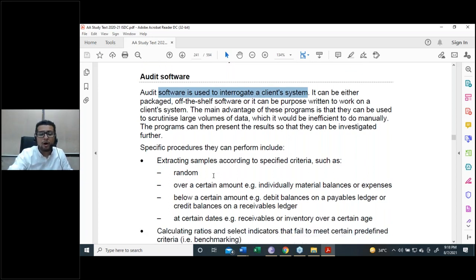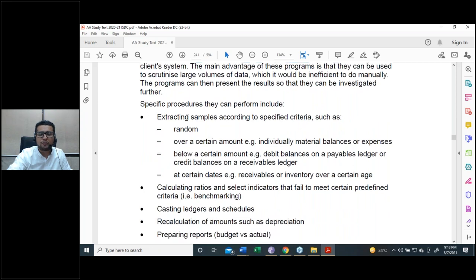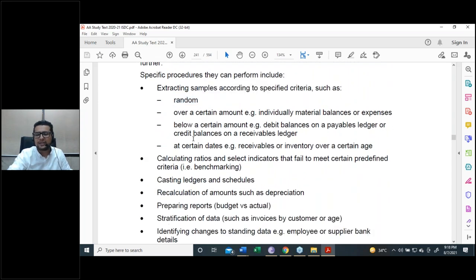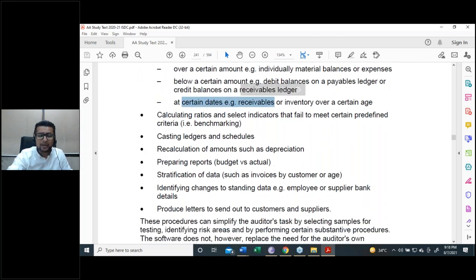Audit software can perform many things. For example, audit software can help you in selecting the sample. A random sample can be selected with the help of software. Software can help you in selecting a sample over a certain amount, over a certain age, of a certain date. Softwares can calculate all the ratios, the analytical procedures. They can compare it with the industry average or the competitor. They can highlight if there is an unusual increase.